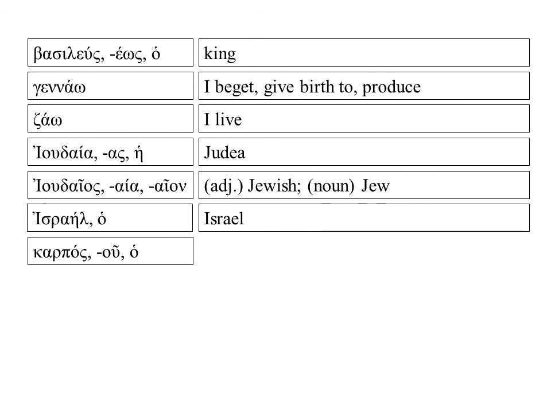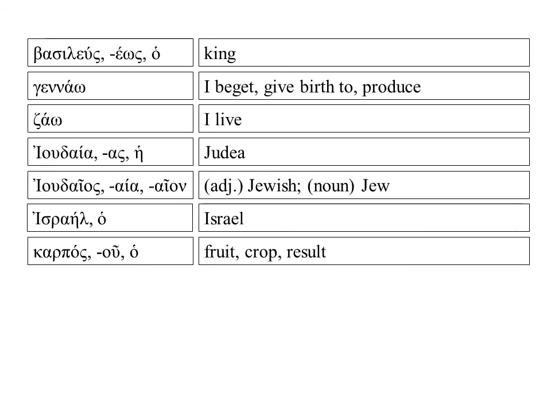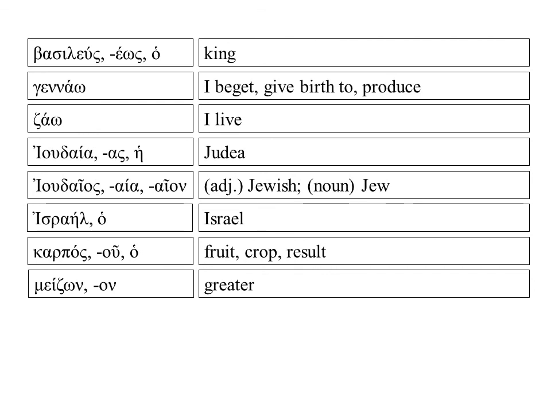Karpos. Second declension, masculine, fruit, crop, or result. Meizon. Meizon is a 3-3 declension. Meizon is masculine and feminine, and that on, meizon, is a neuter form. So this is a 3-3 declension, greater.